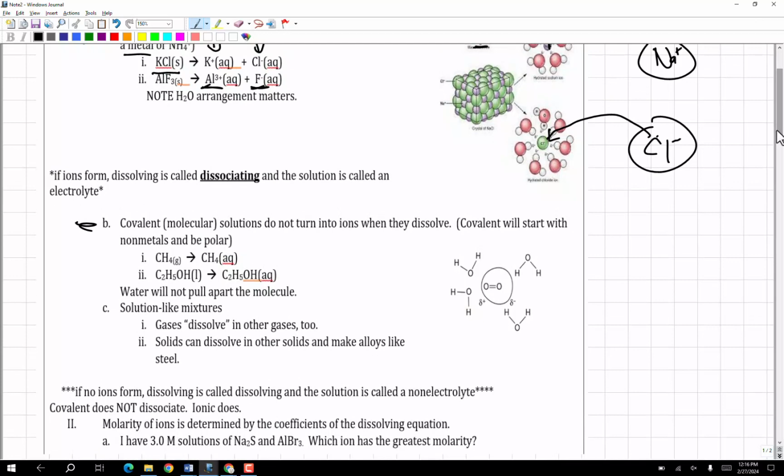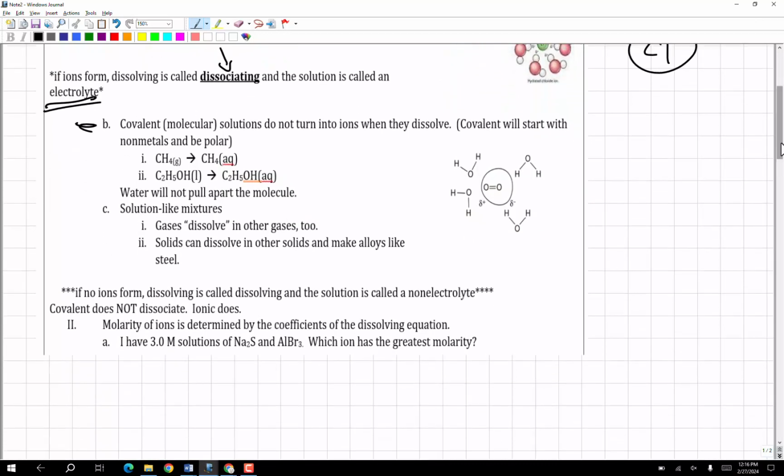If ions form, the dissolving is called dissociating, and the solution is called an electrolyte. This is important. It's a different quality than the other one has. Covalent compounds, or molecular compounds, or covalent solutions, or molecular solutions, do not turn into ions when they dissolve. Covalent will start with nonmetals and be polar.